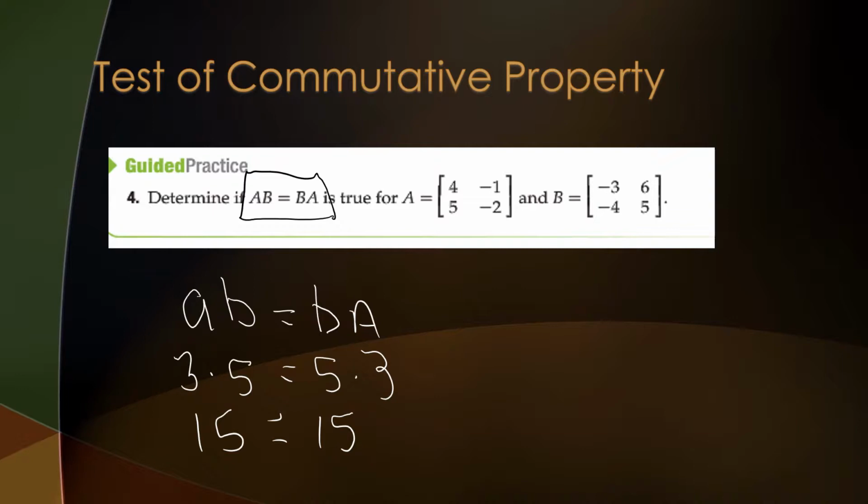Now, we know that we're looking at rows and columns, so this is a 2 by 2 matrix, and this also is a 2 by 2. So the number of columns in the first matrix equals the number of rows in the second matrix. And we got square matrices here. And so we're good to go on that part of it.